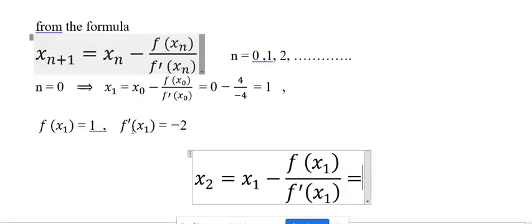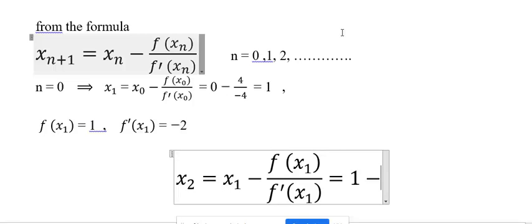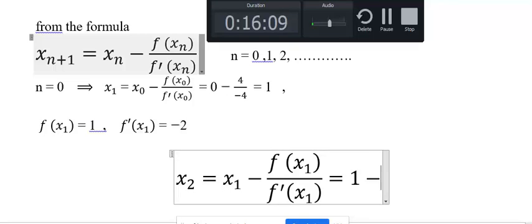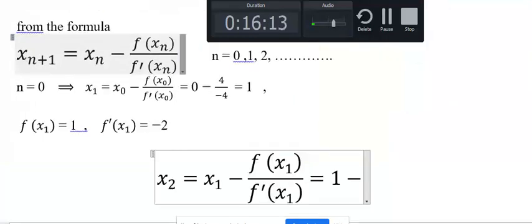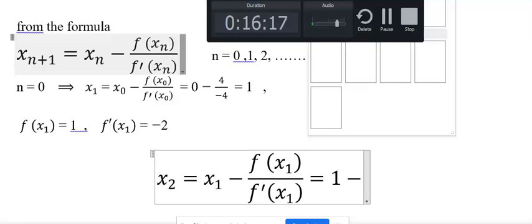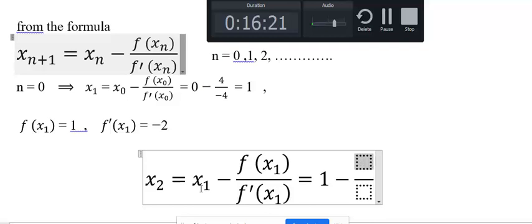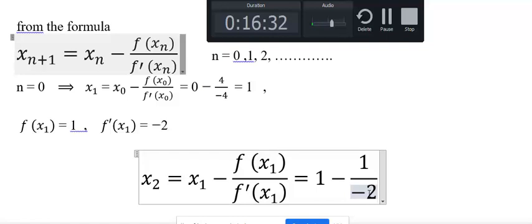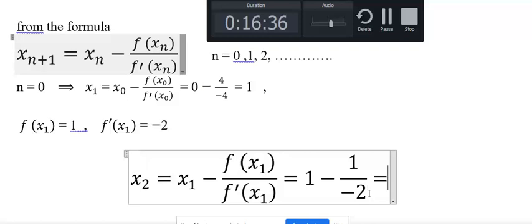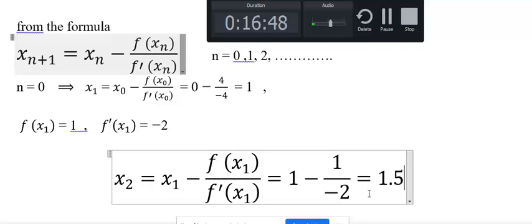What is x1? x1 equal 1. Minus, we have a fraction up and down. What is up here? f of x1, which is 1. And down here we have negative 2. Yes, it's good. Now, can you evaluate this? The result is 1 plus half, which is 1.5. Yes, it's good.